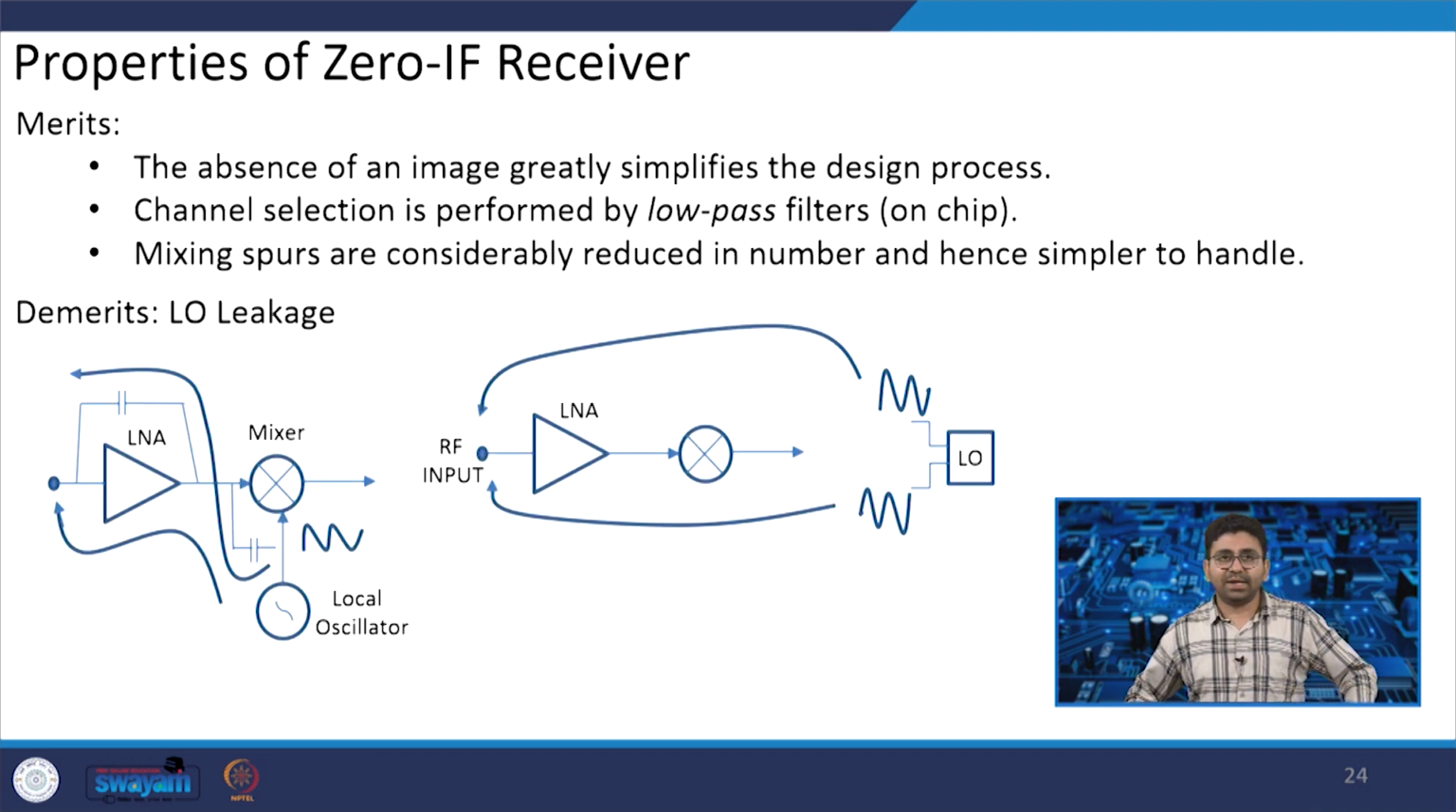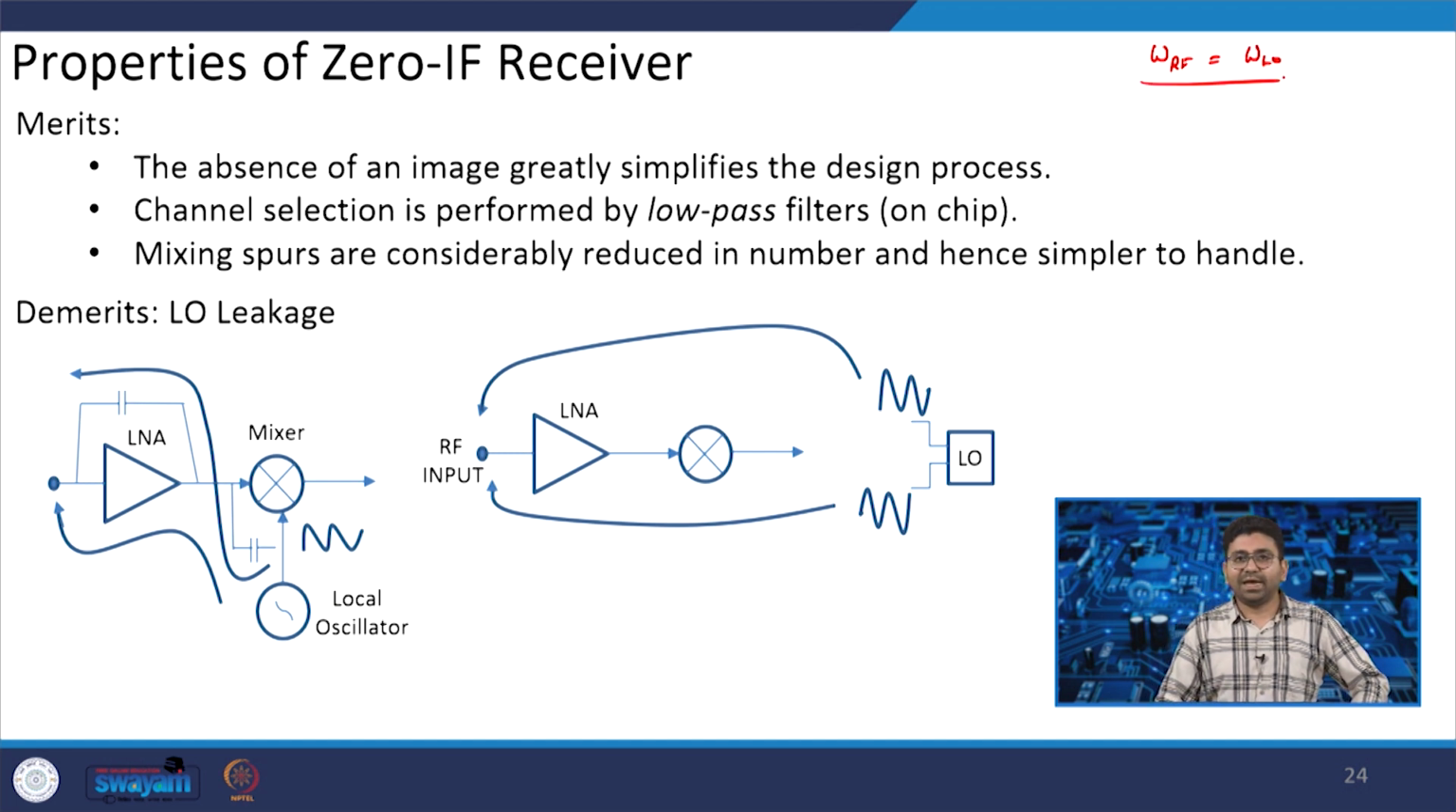Now, we will move to the next architecture, that is a 0 IF receiver. And what are the properties of 0 IF receiver? We already have seen for 0 IF receiver while discussing the sliding IF that your omega RF is equal to omega LO. Because your omega RF is equal to omega LO, you do not have the problem of the image.